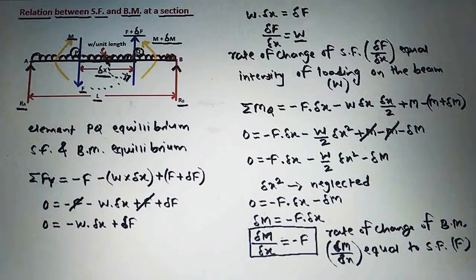And this is the relation between the shear force and bending moment at a section, and this relation shows that the rate of change of bending moment is always equal to shear force. So this is all about the relation between shear force and bending moment at a section.